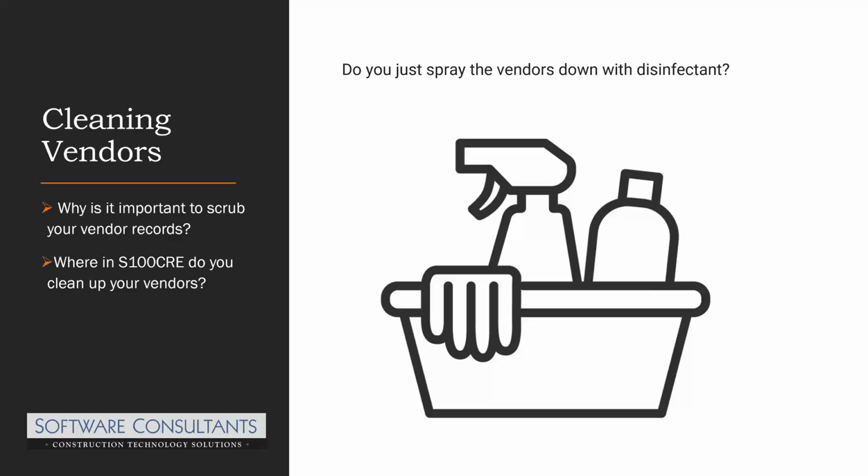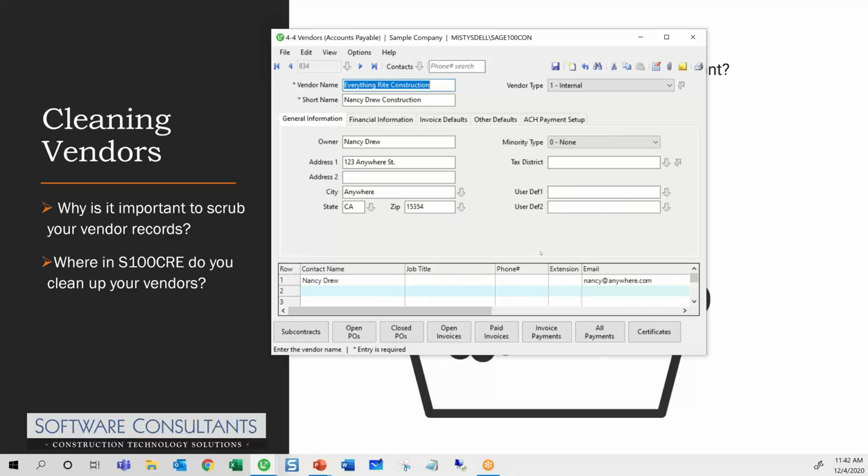Some important ways to clean your vendors in Sage 100 Contractor, because you can't just spray them with disinfectant, is you do this in the 4.4 screen, so the vendors window, which we'll go in there and talk a little bit about. And actually, we can do that right now. We can pull up our vendor screen. So it's this lovely screen here.